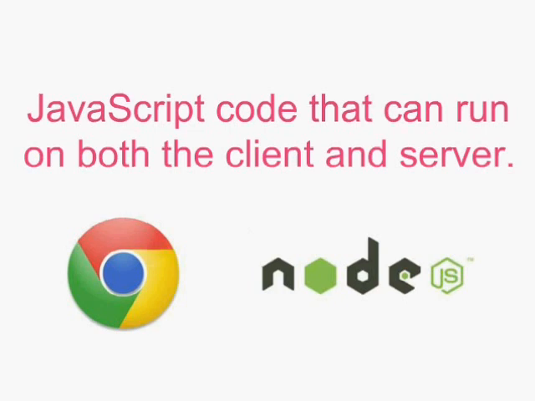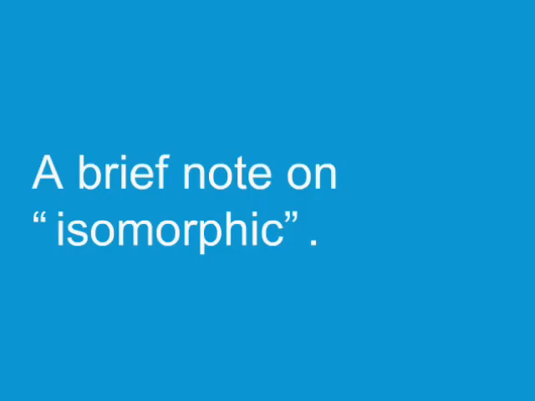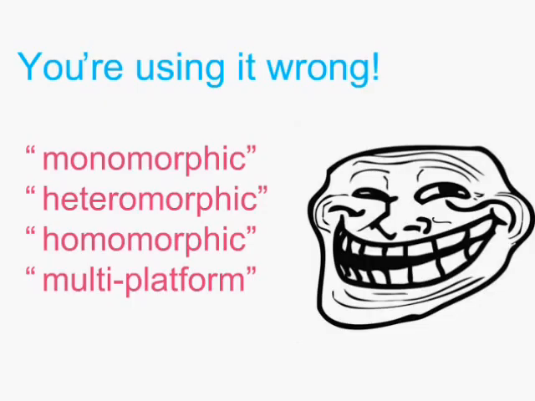So first, a note on the word isomorphic. I posted a blog post a couple months ago, and it went on to Hacker News, and a lot of the comments said things like, "You're using it wrong. Isomorphic is not the right word. Isomorphic is a chemistry word or a mathematical word." Or they say you should use monomorphic, or actually the right word is heteromorphic, or no, it's actually homomorphic or multi-platform. For our purposes, it's just the word we're going to use. But for any chemistry people out there, don't get too hung up on the word isomorphic.